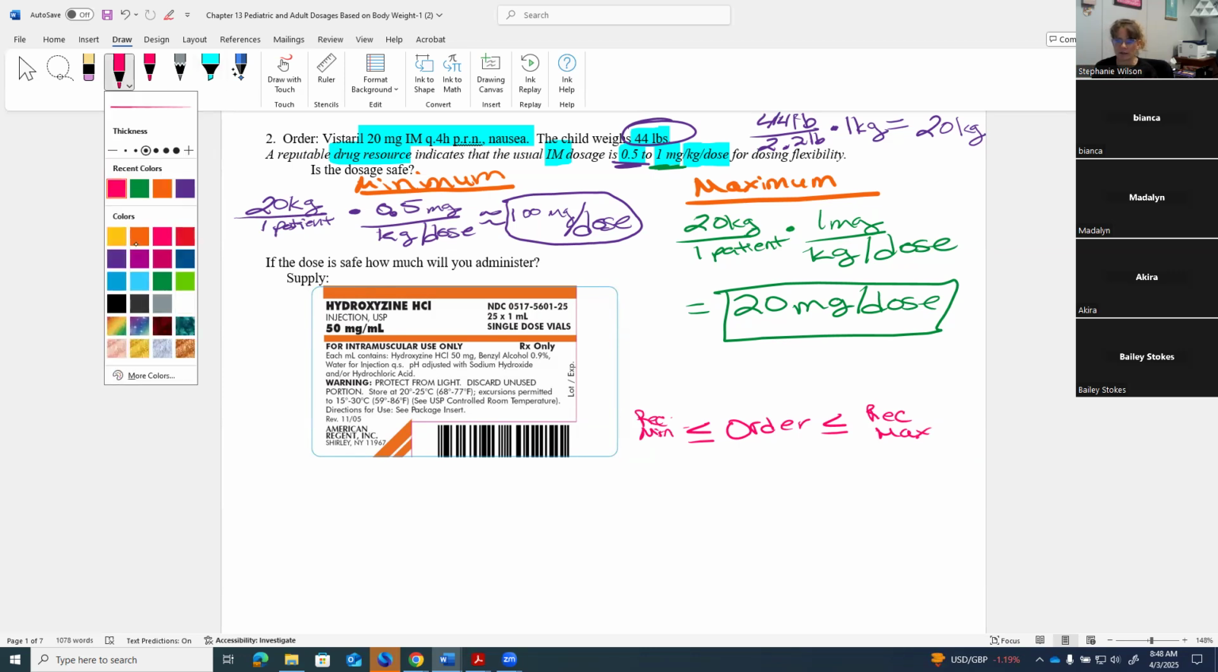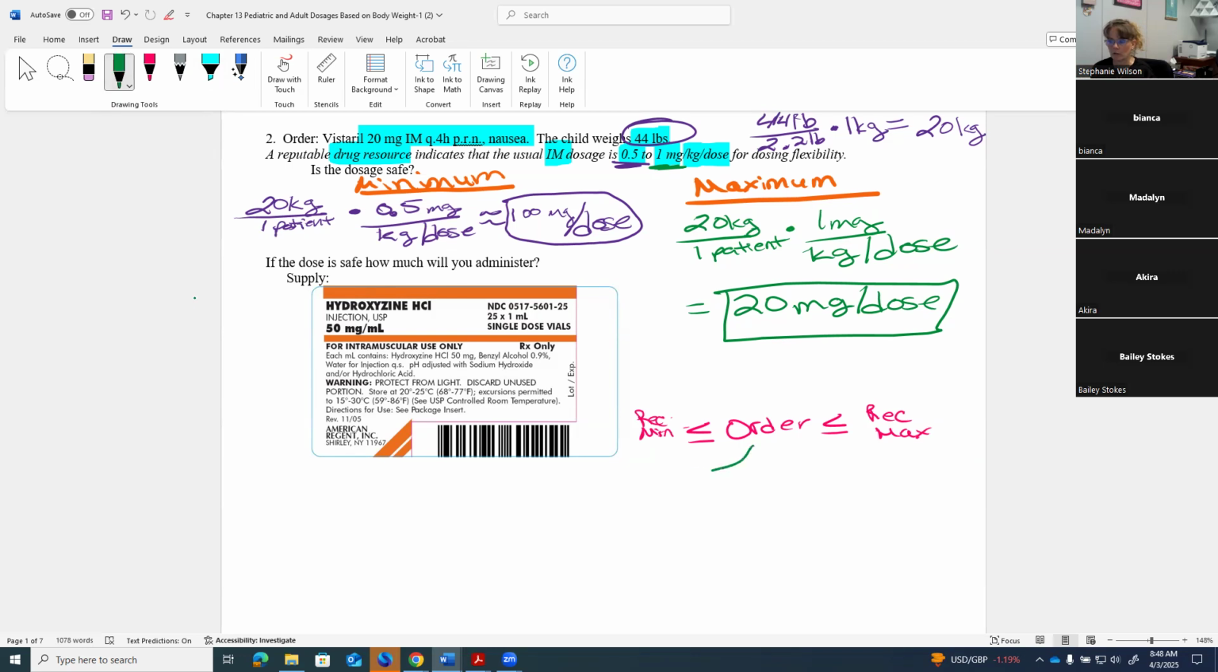However, when it becomes not safe is when the order falls below the recommended minimum. This means that it's not effective, right? Means they're not getting enough medication. So they're not getting well. So that leads to problems. If it falls higher than the recommended max, then it's an overdose. We're giving them too much medicine. So that's why I said if it fell between the minimum and maximum, it's safe. If it equaled either one of them, it's safe.